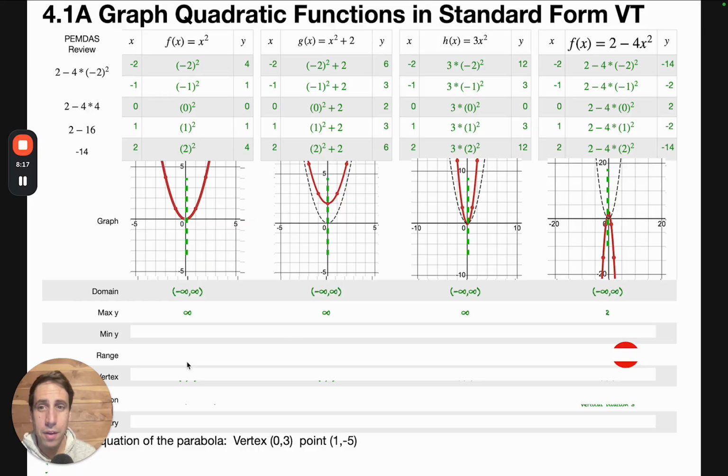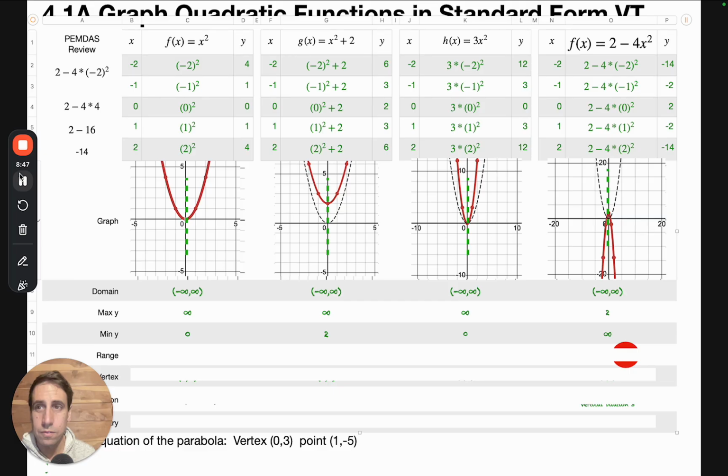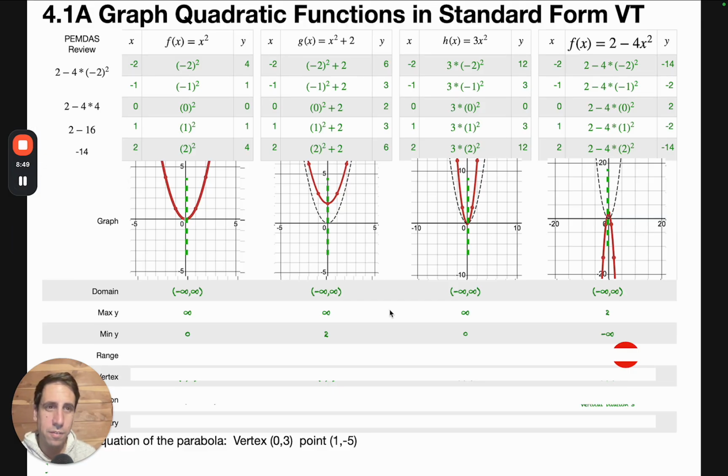What about the minimum y value? Minimum y value, in this case, is 0. It goes down. The lowest y value here is 0, and the lowest y value here is 0. Here, the lowest y value is 2. You can see it on the table as well. That's because the whole thing used to be 0, but then it got shifted. The whole parabola got shifted up 2 units. Here, the minimum y value is 0. And here, the minimum y value, again, this should be a negative infinity. There we go, negative infinity.